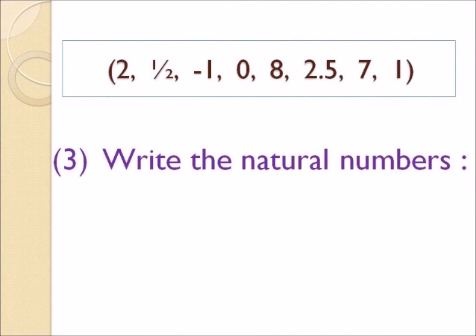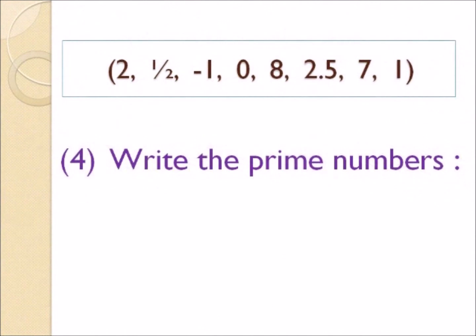What are natural numbers? What's another name for natural numbers? Once you know that, then you can pick out the natural numbers. Got it? Good. Number 4. Same set of numbers. Write the prime numbers. What are prime numbers? See, you can pick out the prime numbers. Do it quickly.